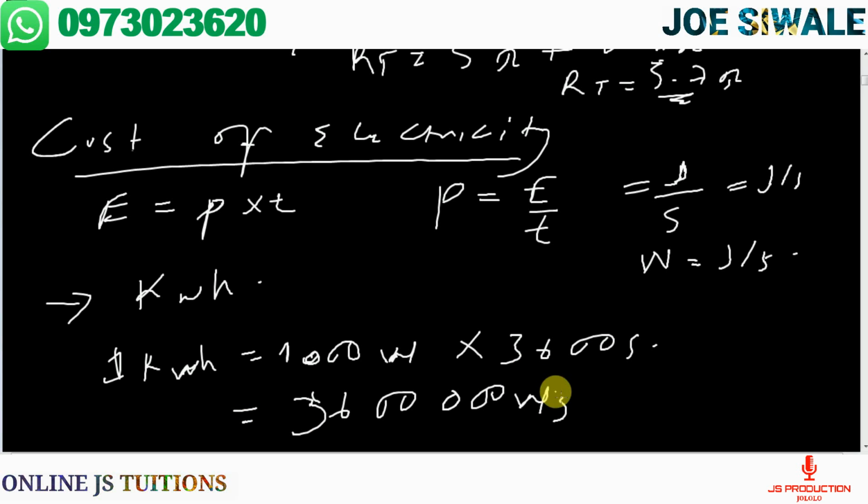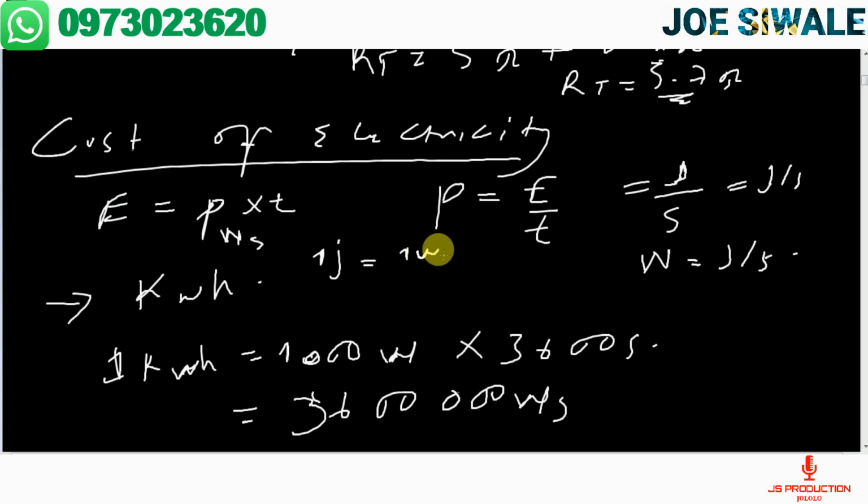And since we have that, then we know that from this formula, this is watt, isn't it? And when we multiply it by time, we're going to have watt seconds. So we can also say that 1 joule is equal to 1 watt second.